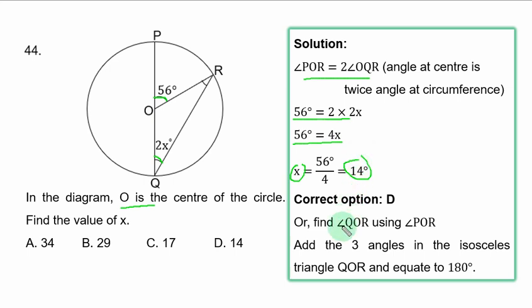Alternatively, you can find angle QOR, that is this angle, using 56, sum of angles on a straight line. Now, OQ is equal to OR. That means this angle is equal to 2s as well. If you add all the angles in the isosceles triangle, the sum is 180 degrees. That will also give s as 14 degrees.